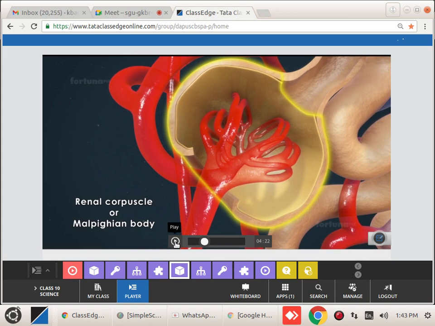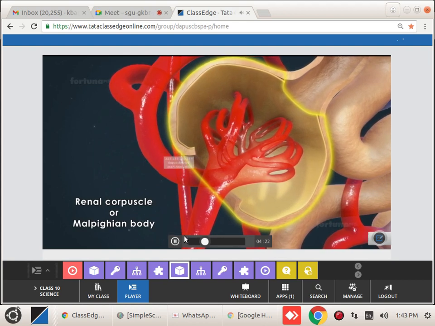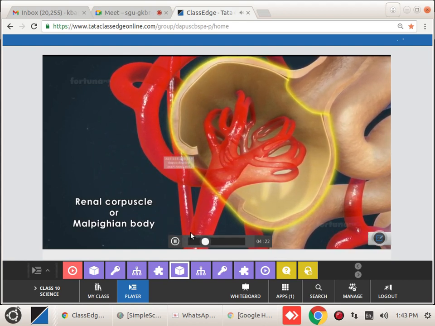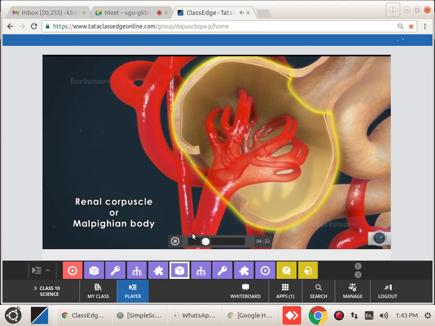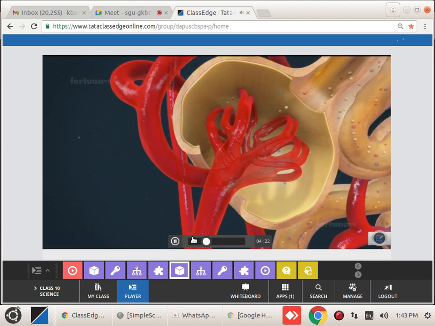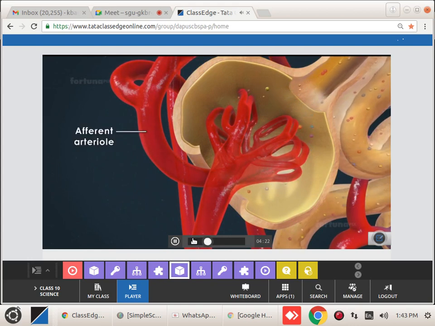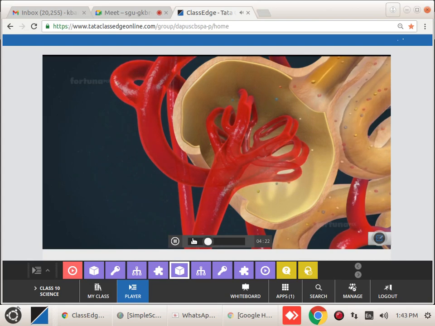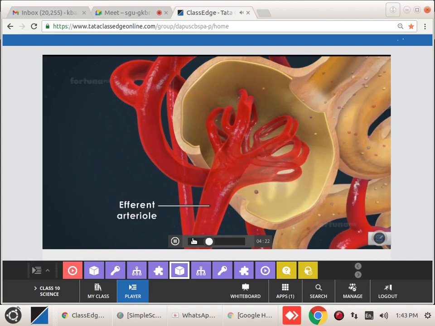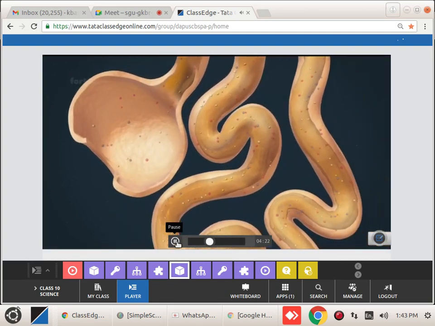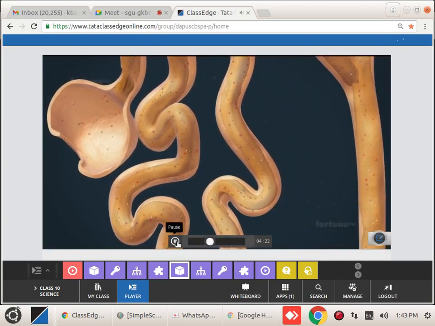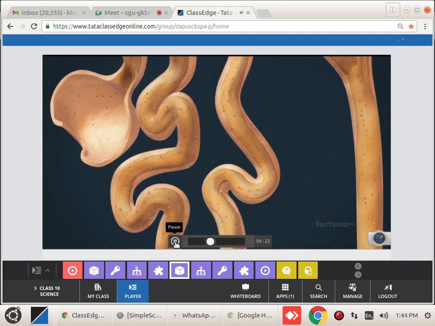The renal corpuscle, or sometimes the Malpighian body. Blood enters the glomerulus through renal arterioles known as afferent arterioles and, once filtered, is carried back to the bloodstream through efferent arterioles. The Bowman's capsule continues into the proximal convoluted tubule.